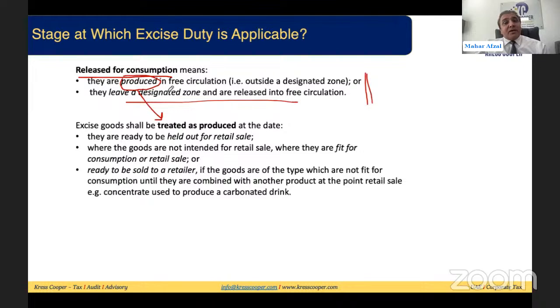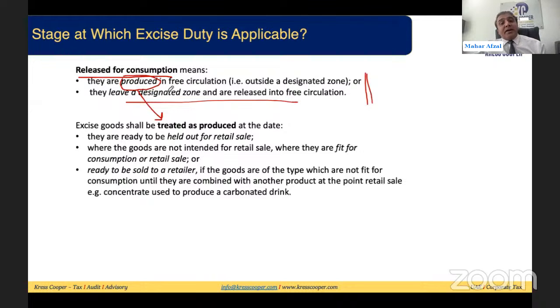When the goods are not intended for retail sale, they are ready to be held for the retail sale. If the goods are being manufactured, they are ready for the retail sale. Then at this stage, you need to account for the excise duty.